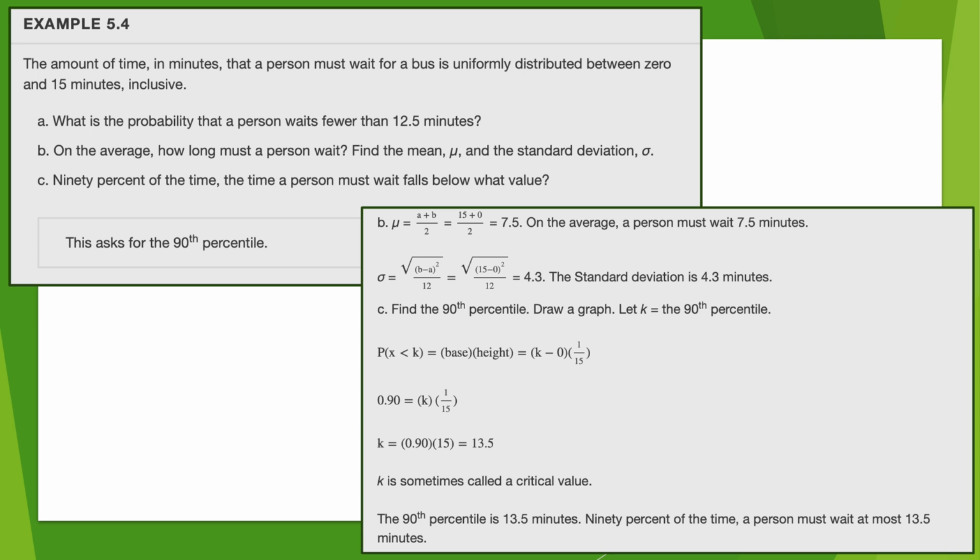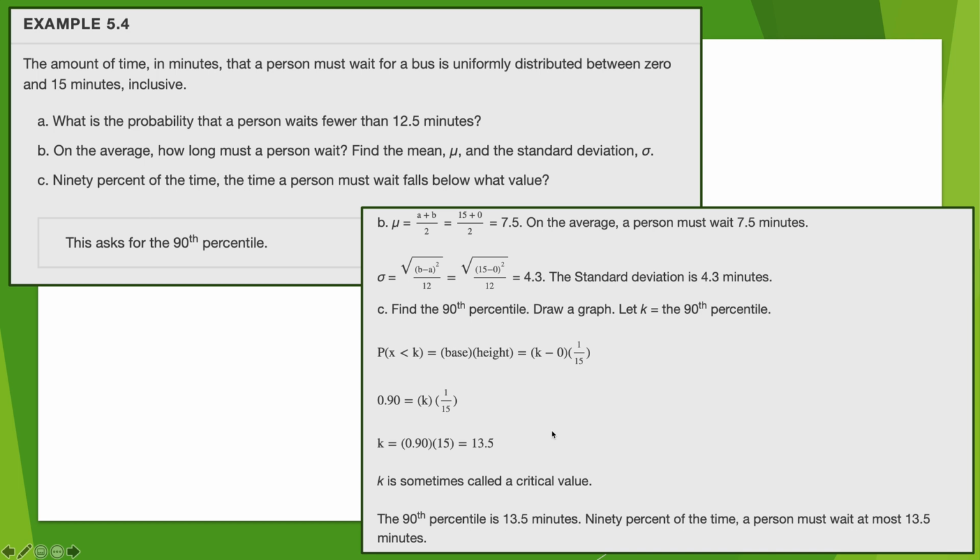Finding the 90th percentile. Draw the graph, which we just did a minute ago. But instead of putting the mark now at 12.5, we're going to figure out where that mark goes. We want to cover 90% of that rectangle. So, in other words, one end of it's 0. That's the low end. We're going to subtract that out. So I get k times 1/15 has to equal 0.9. So cross multiplying or dividing by 1/15, however you want to look at it, I get 15 times 0.9, and that's going to equal 13.5.